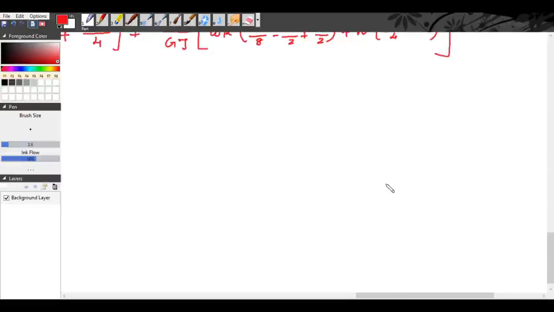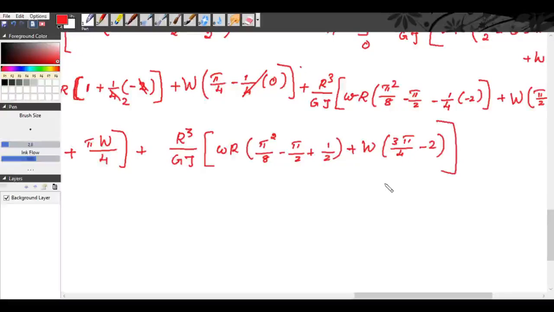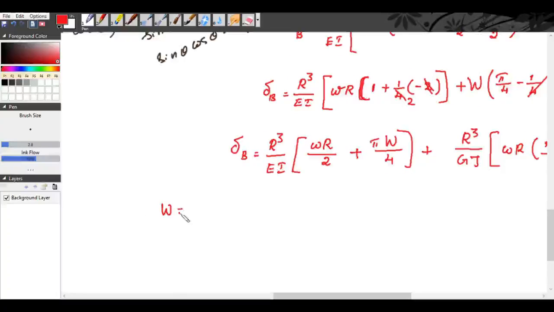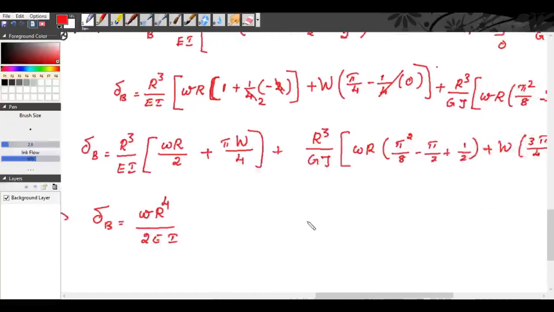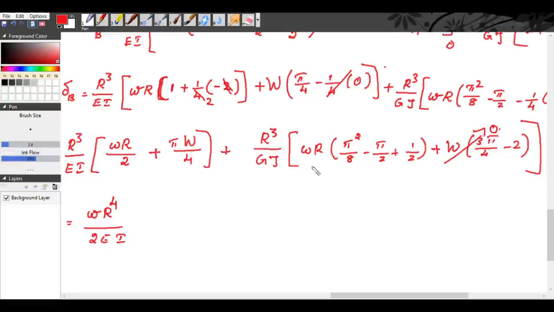Now, we know our capital W is imaginary. Capital W is equal to 0. So, which implies delta B is equal to small w, R power 4 by 2 EI, plus this term completely becomes 0. So, we get plus w R cube by GJ into pi minus 2 the whole square. So, this is your answer. This is your value for deflection.